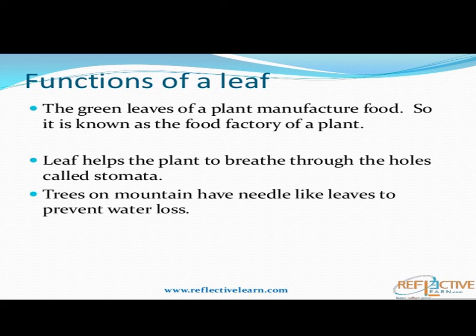Functions of a leaf. The green leaves of a plant manufacture food. So if someone asks you which part of the plant prepares the food, your answer will be the green leaves. And who is responsible for the making of food? Your pigment, chlorophyll. So leaves help the plant to breathe through the holes called stomata. What are the tiny pores present on the lower surface of a leaf called? Stomata. And what do they do? They help the leaf in breathing.